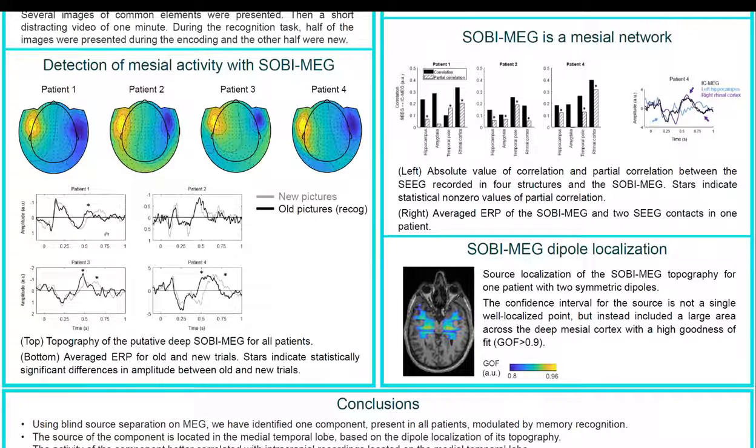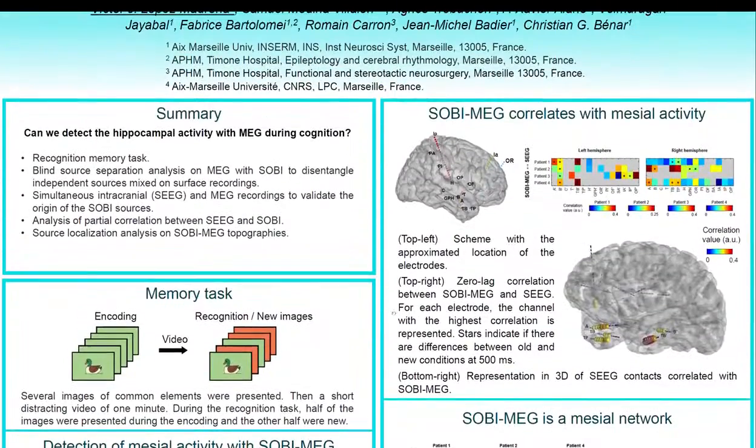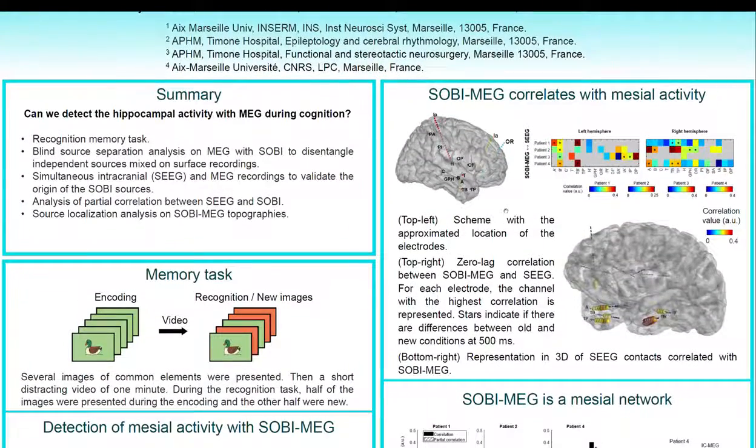The event-related potential presents differences between old and new pictures around 500 milliseconds in 3 of the 4 patients, which is also the time where we expect differences based on previous work and for deep structures like the medial temporal lobe, hippocampus, and so on. With this source, so we have one component for each patient, we have applied the direct zero lag correlation between the ECG recorded at the same time and these components.